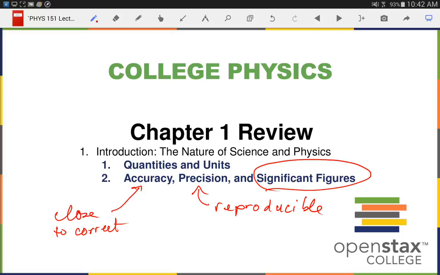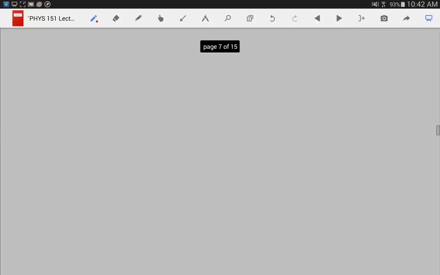After you finish the entire problem, when you put in your answer. Don't apply the rules early, because then you're going to be throwing away information and making your answer less precise. So you wait until you're done.